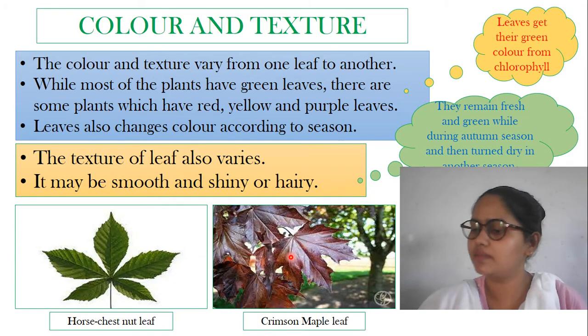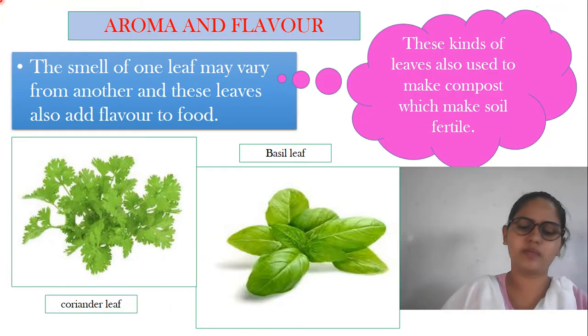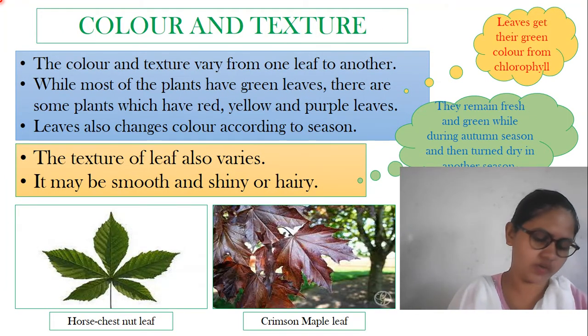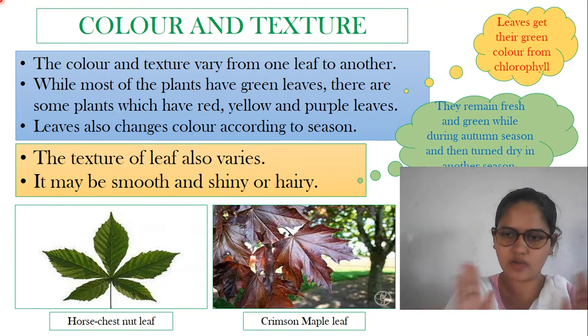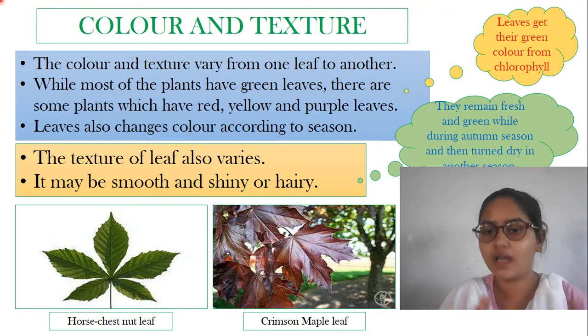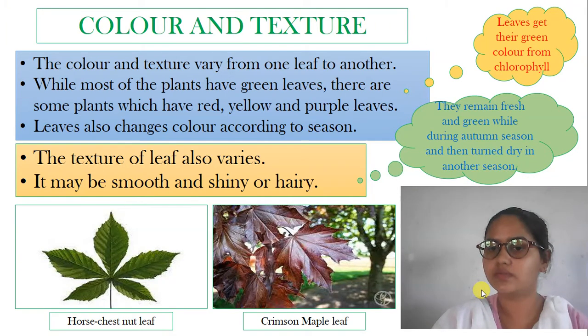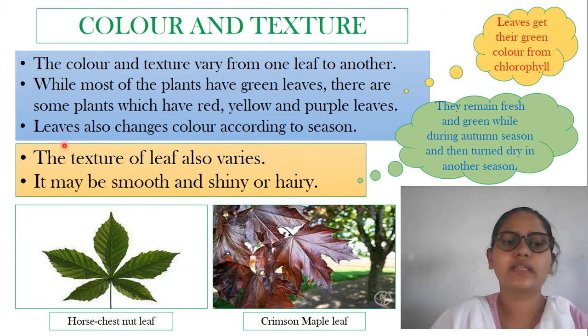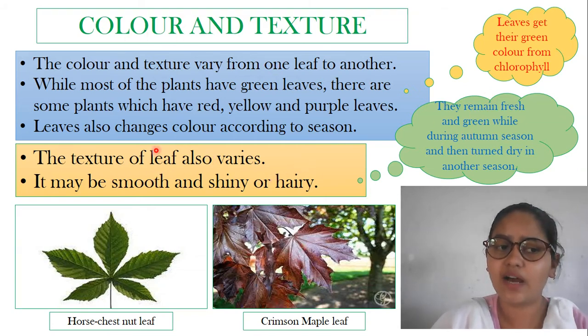Now we can learn. If you want, you can open your book. We are on page number 60, shape and size. We have learned about shape and size. Now we are on texture and color, and we have learned that color is different. You can see why the color is so different, right? Leaves get their green color from chlorophyll, and yes, the texture of a leaf also varies. How? Because they are smooth, shiny, and hairy.